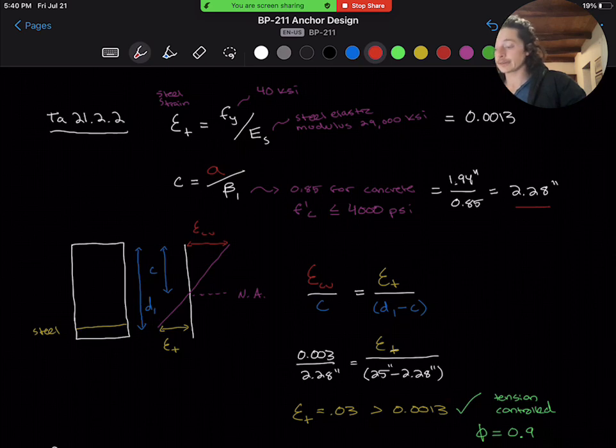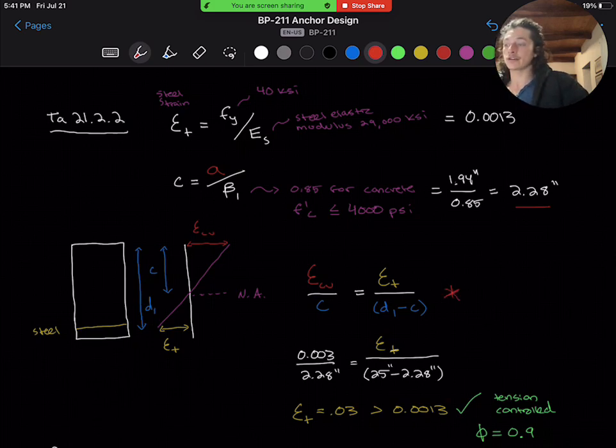Now we can use similar triangles, which I've drawn next to the section here, to calculate the tension steel strain, assuming the concrete compresses to its maximum allowable strain of 0.003. And this value also comes from the code. So we have 0.003 on this side. We know the distance to the neutral axis, and we know the distance to the tension steel from the neutral axis because we also have our d1 value, and we can use similar triangles here to calculate epsilon t.